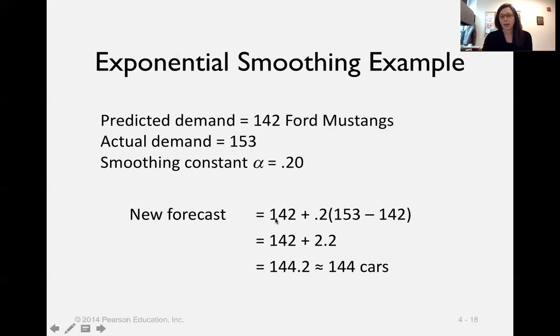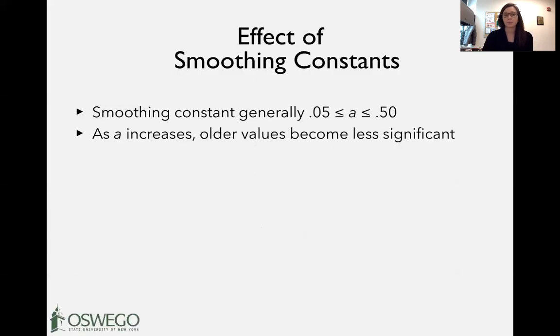So in this case, our new forecast would be our predicted demand from this last period, 142, is our forecast, plus 0.2, which is our alpha value, all multiplied by our actual demand, 153 minus 142. So that's going to give us a forecast for the next month of 144 cars. Okay, and that again is using an alpha value of 0.2, which when you're doing this in practice is something that's subjectively chosen, but really the point of it is getting started: choose something, try running a couple different models, and then we'll use forecasting error to figure out which one is going to work best for us.